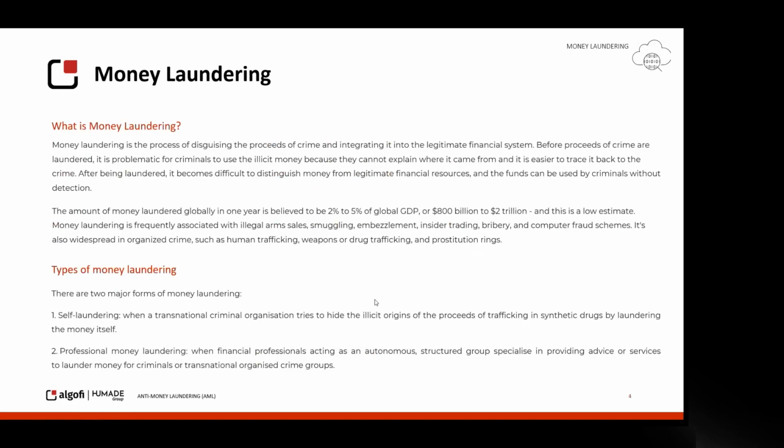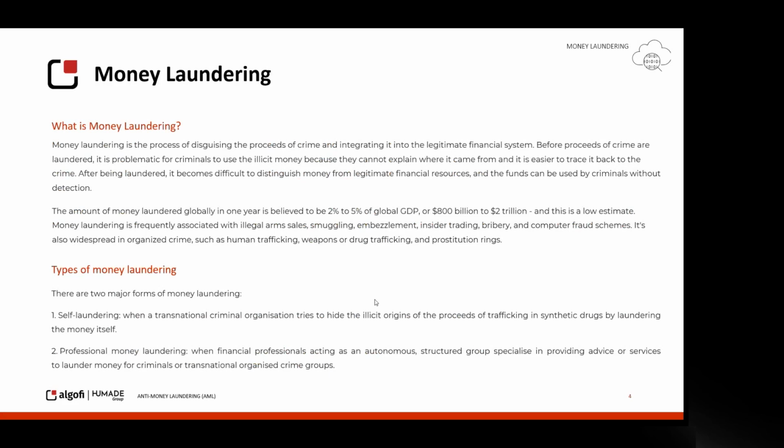So starting with the first part, money laundering. What is money laundering? Money laundering is the process of disguising the proceeds of crime and integrating it into the legitimate financial system. Before laundering, the money that comes from crime is problematic for criminals to actually use, because they cannot explain where it came from, and it's easier to trace it back to the crime.